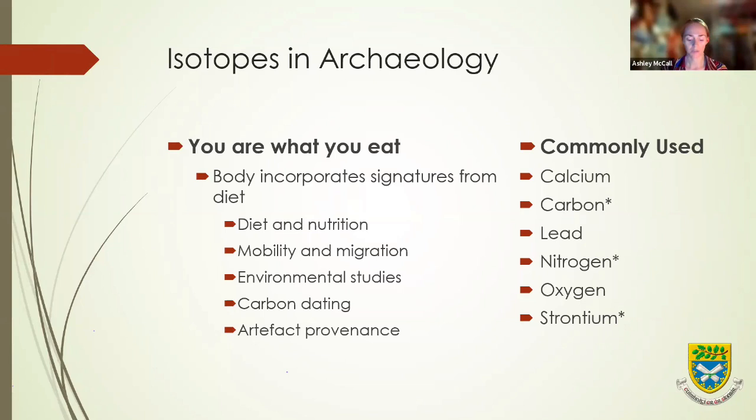When discussing isotopes, most people think of carbon dating, which is the measurement of decay of C14, a radioactive carbon isotope. However, other isotopes are used in archaeology that can provide a plethora of data about both humans and other animals and the climate. In archaeology, calcium, carbon, nitrogen, oxygen, and strontium are the most commonly used. But for this talk, I will focus on carbon, nitrogen, and strontium, and a little bit of oxygen.